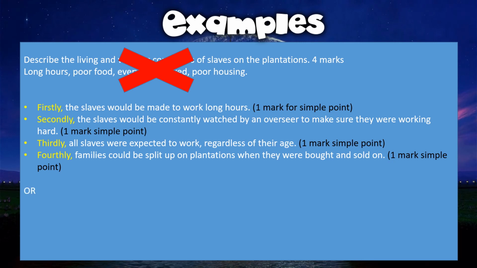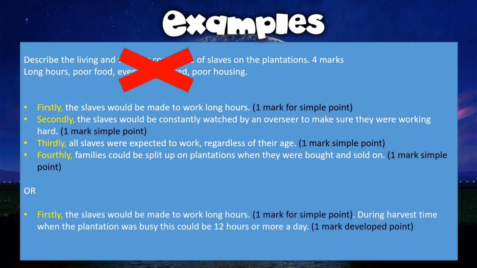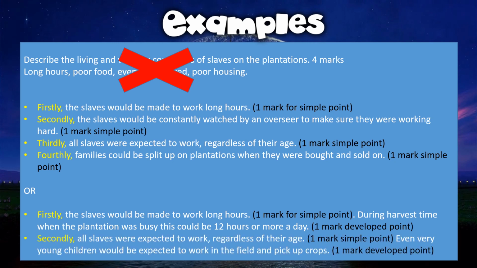Or you have some developed points here. So firstly, the slaves would be made to work long hours. 1 mark, simple point. During harvest time, when the plantation was busy, this could be 12 hours or more a day. There's 1 mark for a developed point. Secondly, all slaves were expected to work regardless of their age. 1 mark, simple point. Even very young children would be expected to work in the field and pick up crops. There's 1 mark for a developed point.